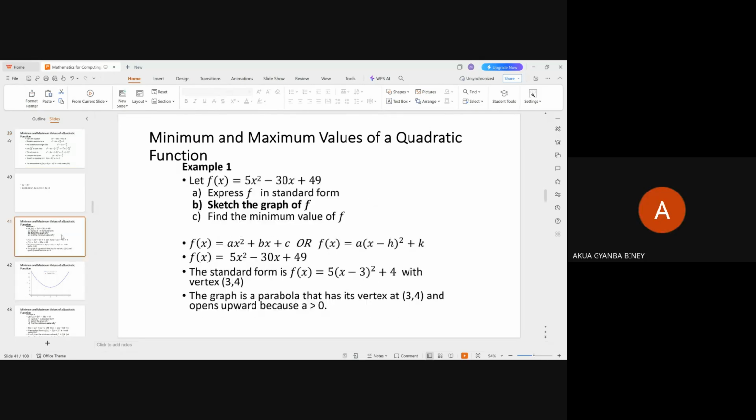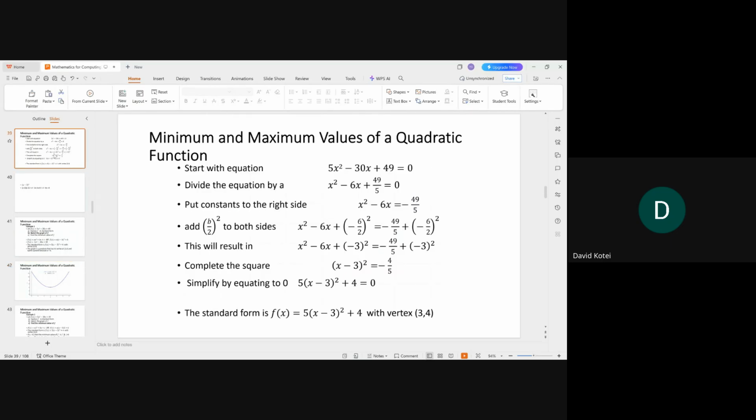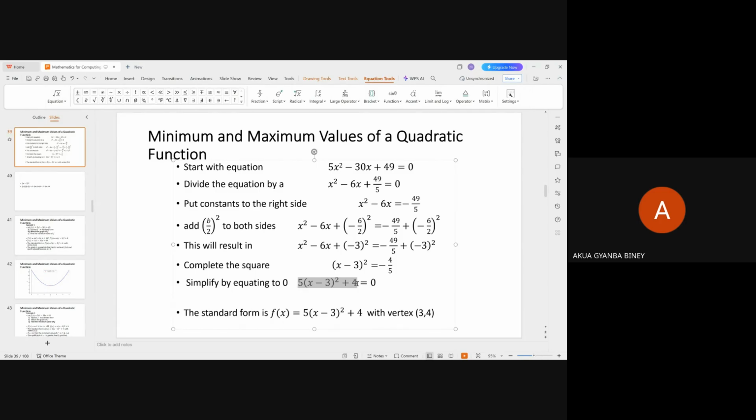Because you're supposed to get it in standard form, which is A times the bracket x minus h all squared equals k. That's what you're supposed to get. So please kindly go back to where we were. I realize that when you carefully look at this, the A is still there.